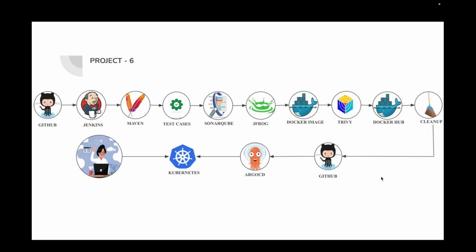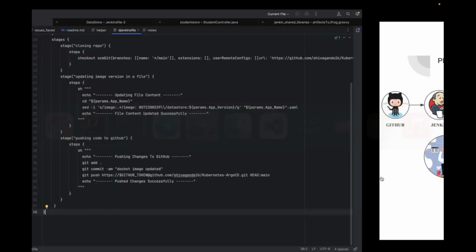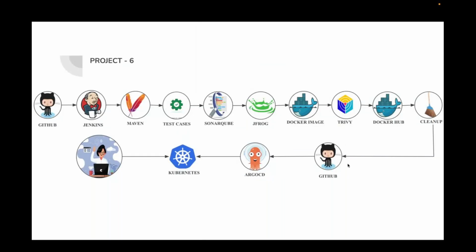What does this second pipeline do? In the GitHub repository we have some Kubernetes YAML files. This second pipeline will fetch those YAML files, update the newly created Docker image in them, and push the updated YAML files back to the GitHub repository.